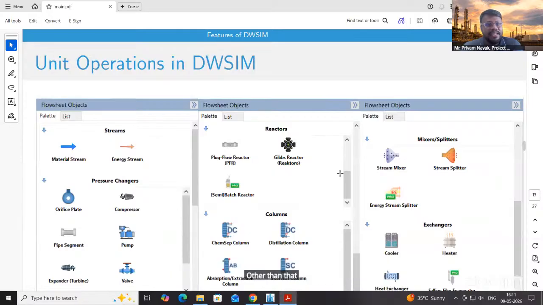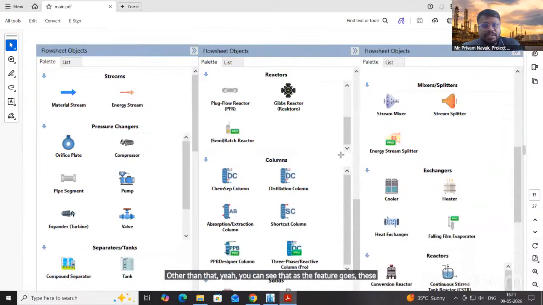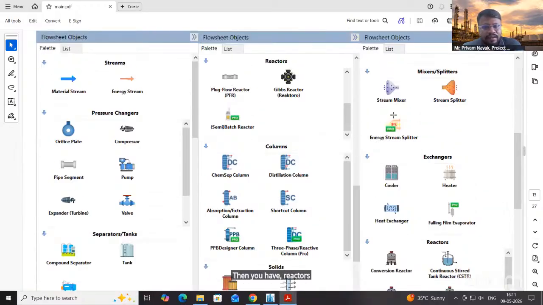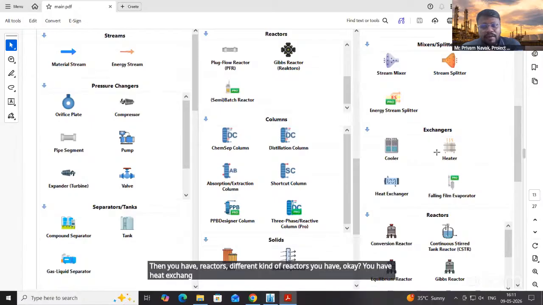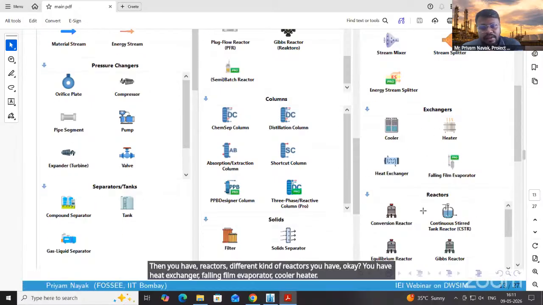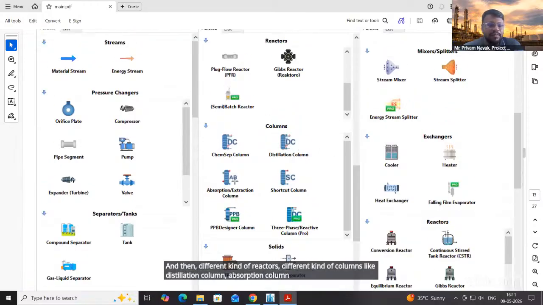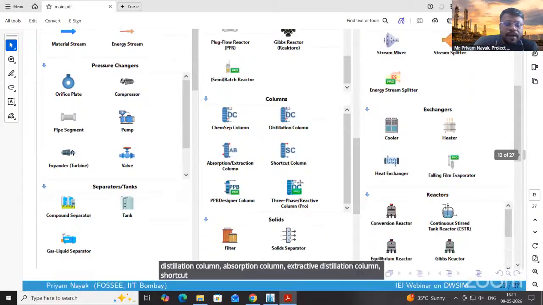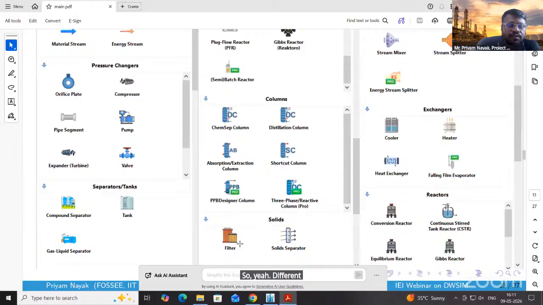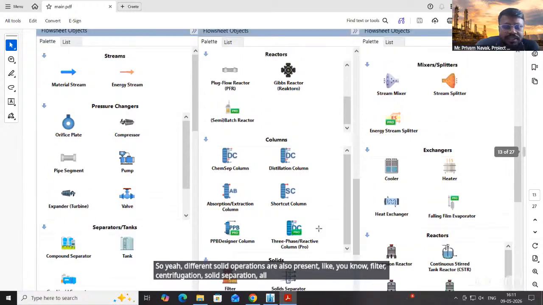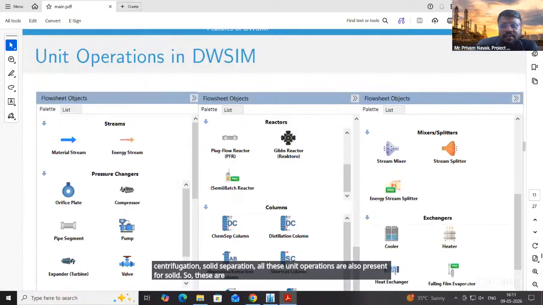Other than that, as the features go, these are the different unit operations that are available in DWSIM: orifice plate, compressor, pump, expander, valve. Then you have reactors, different kinds of reactors. You have heat exchanger, falling film evaporator, cooler, heater, and different kinds of columns like distillation column, absorption column, extractive distillation column, shortcut column. Different solid operations are also present, like filter, centrifugation, solid separation. So these are the different unit operations that are available in DWSIM.